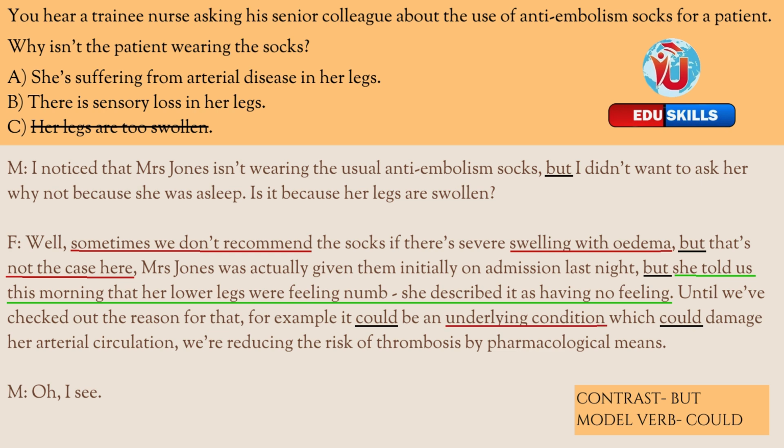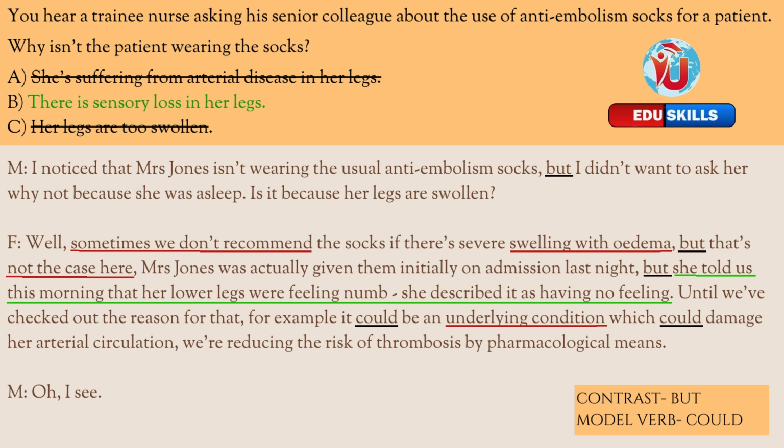Finally, the nurse adds, until we've checked out the reason for that, for example, it could be an underlying condition which could damage her arterial circulation, we're reducing the risk of thrombosis by pharmacological means. Here, the nurse uses modal verbs like could and phrases like, until we've checked out the reason. This suggests that they are still investigating and arterial disease is not confirmed. Thus, we can rule out option A, she's suffering from arterial disease in her legs, as incorrect. The correct answer is option B, there is sensory loss in her legs.